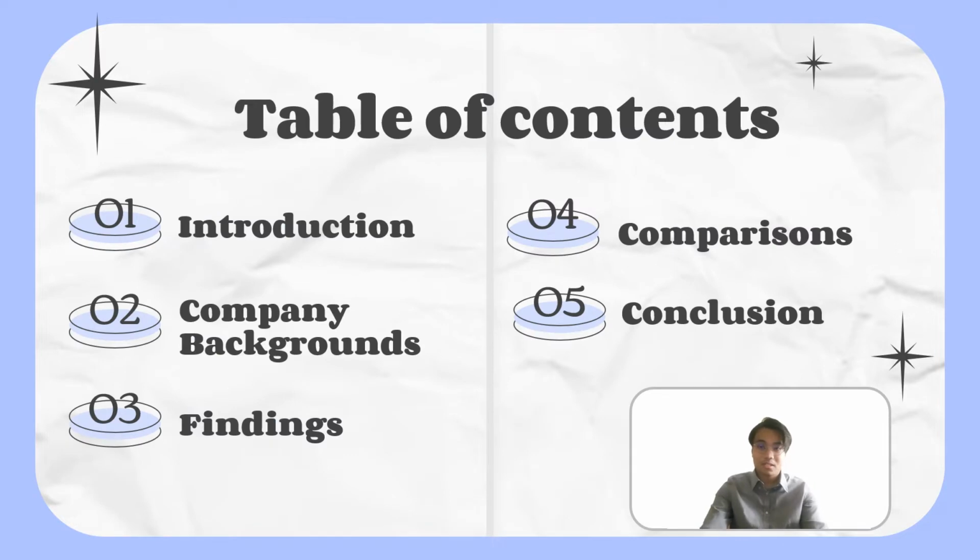There are 5 parts in our report contents. Firstly, the introduction part. Secondly, the background of both of our chosen companies. Third is the findings about both companies' financial ratios.